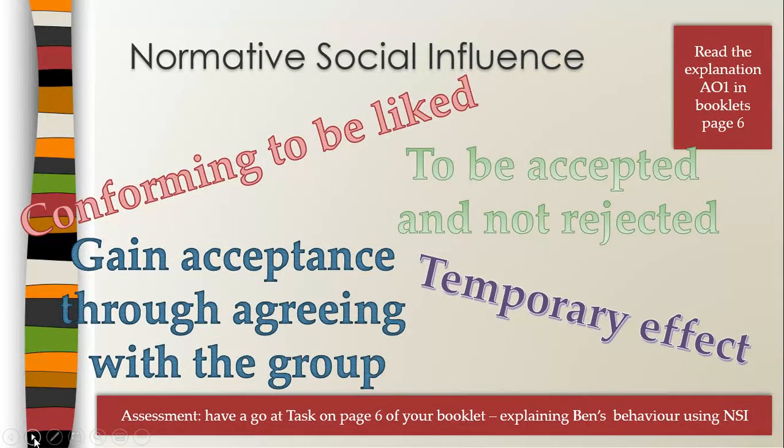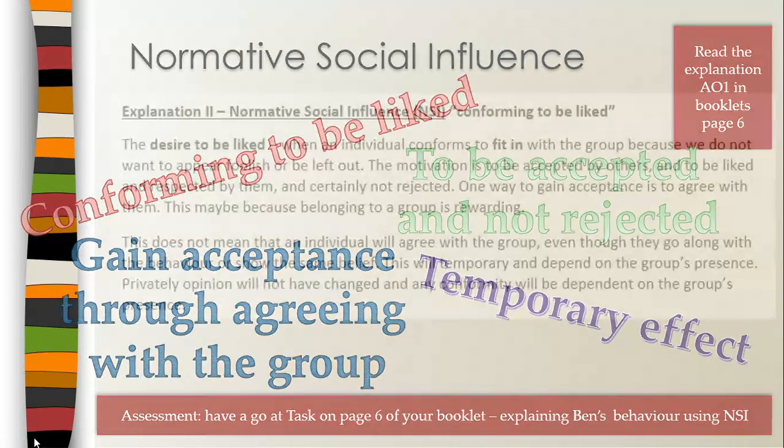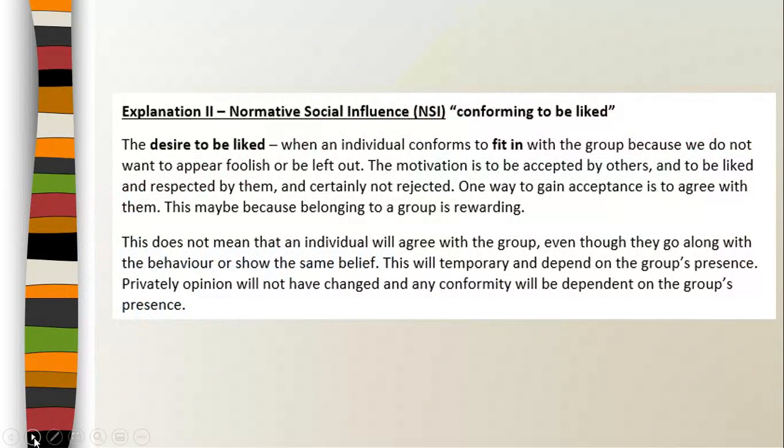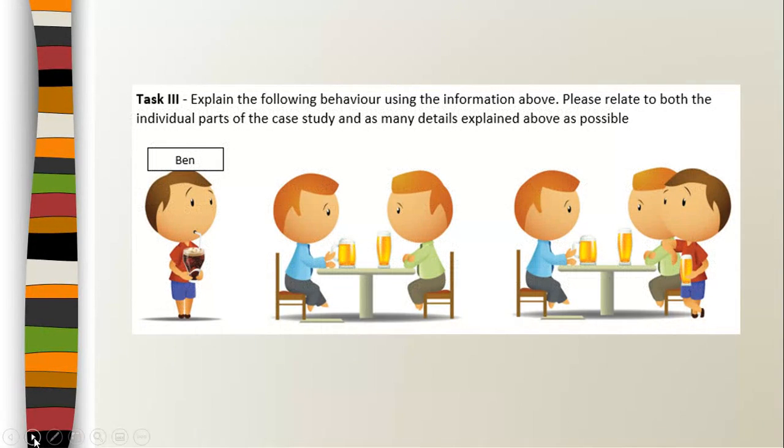Normative social influence, or NSI, is conforming to fit in and be liked to gain acceptance in a group. So it's a desire to be liked, it's a desire to not be the odd one out. This tends to be more temporary. So if ISI is a more permanent change, NSI tends to be a temporary change, and normally it's caused by the presence of a group, and NSI will be removed if the group's presence is removed.